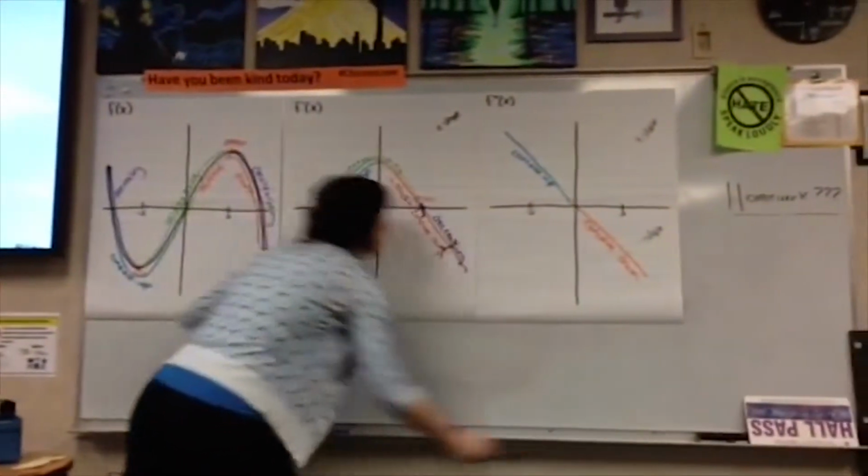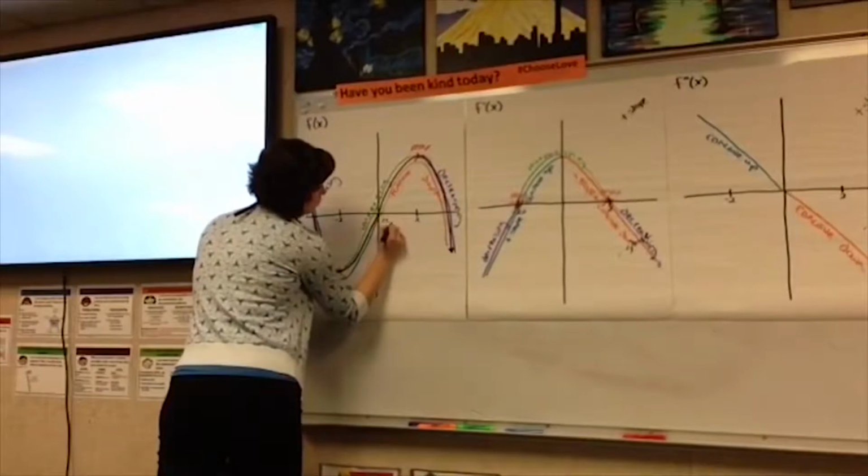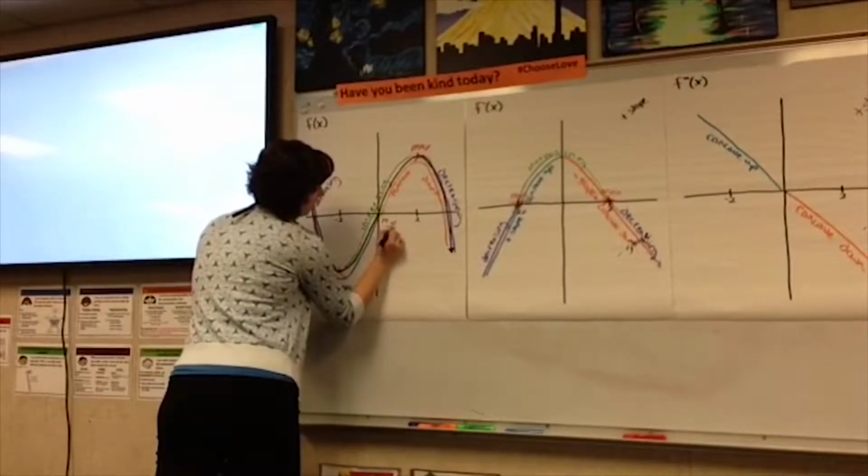And I know yellow doesn't show up very well, so I'm going to write. This is our point of inflection.